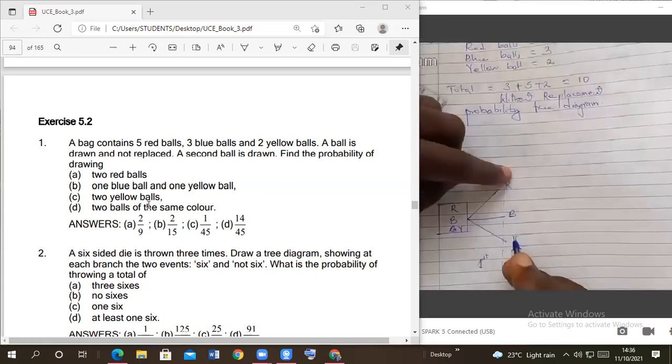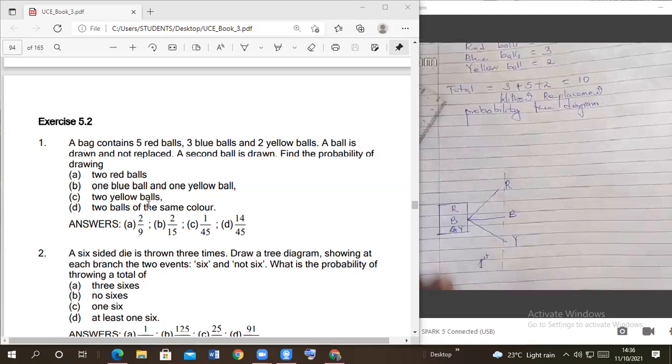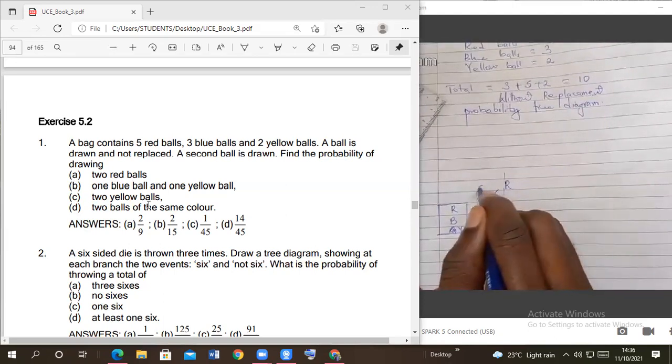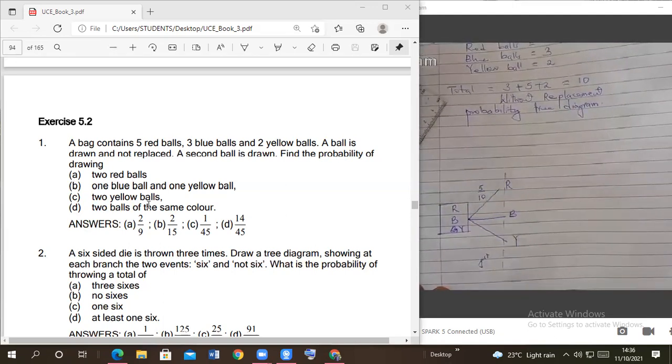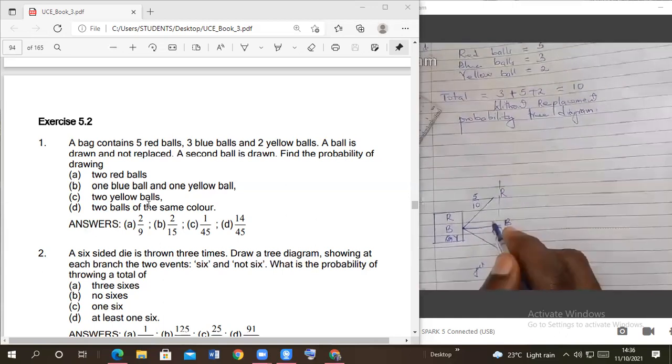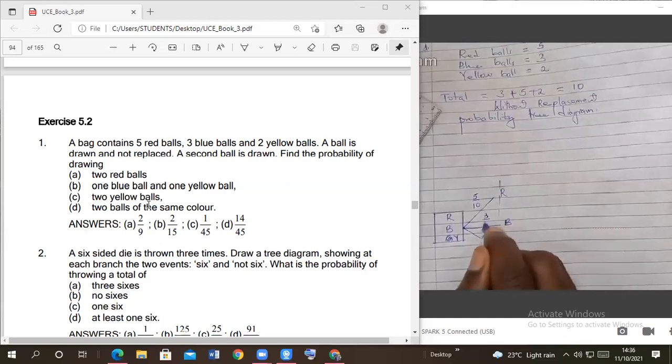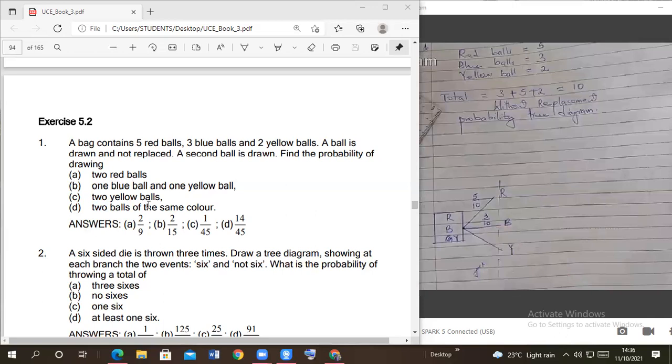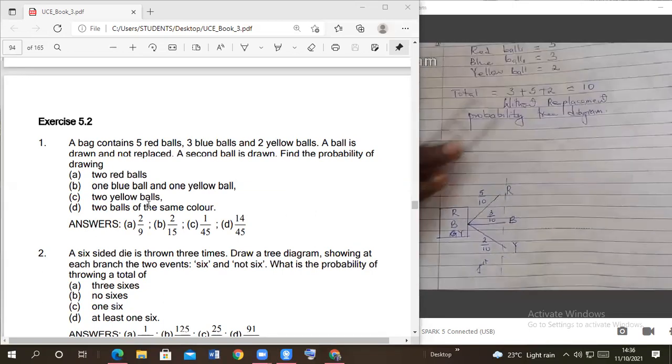So what is the probability of picking blue? I mean red is going to be what? 5 out of 10, not so? 5 out of 10. Blue is going to be 3 out of 10. Yellow is going to be 2 out of 10.